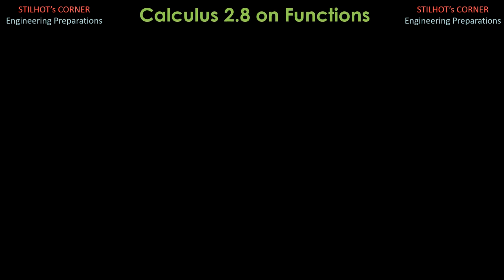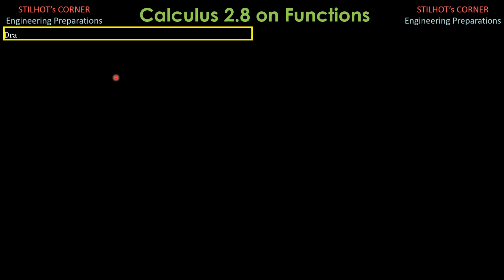Hello, future engineers, subscribers, students, and viewers. Here is another video in calculus, and I hope that you will learn from this video. Sketch the curve, part A, y equals x times the absolute value of x, and part B, y equals the square root of x to the fourth minus 2x squared plus 1.